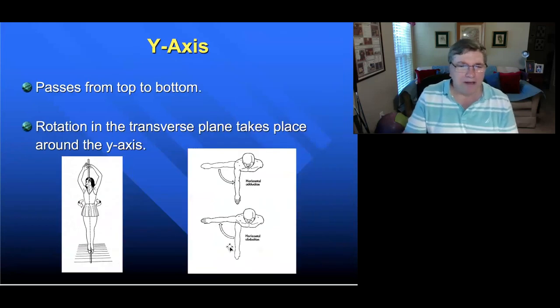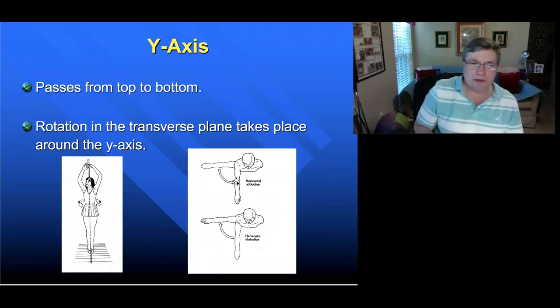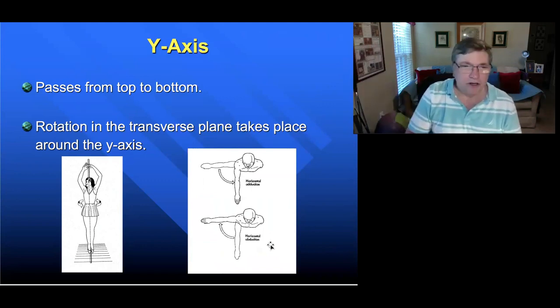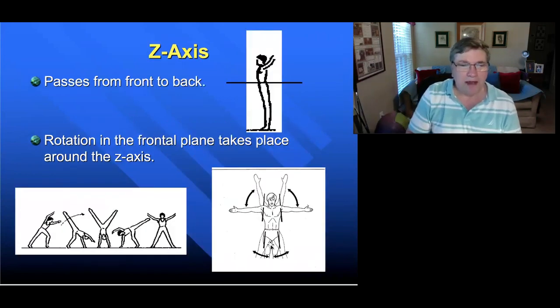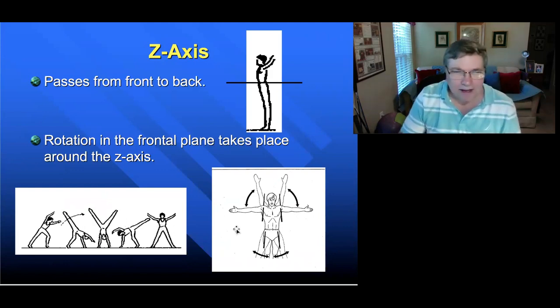Around the y-axis, we might see someone doing a pirouette, horizontal adduction, that's movement like this, if you're doing something like a bench press or throwing an object. Horizontal abduction, moving the shoulder back in the transverse plane. Movement around the z-axis could be a somersault. It could be jumping jacks, or it could be a cartwheel.